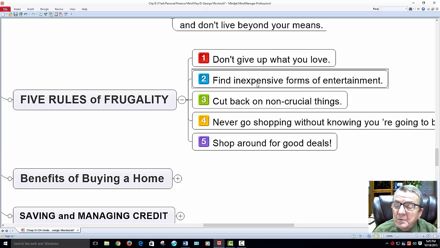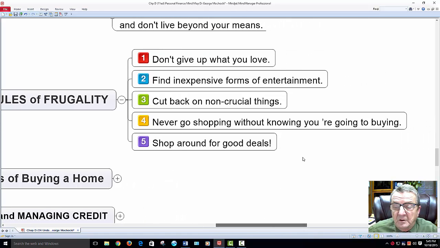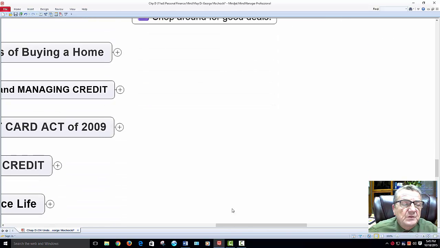Never go shopping without knowing what you're going to bring back or go for. Going to buying, and shop around for good deals. Always look around unless you really need it for an emergency.